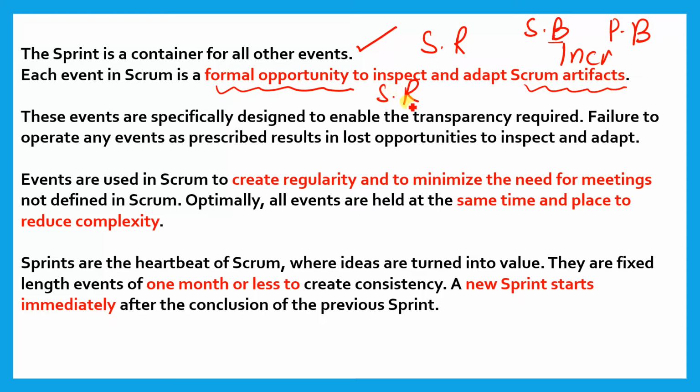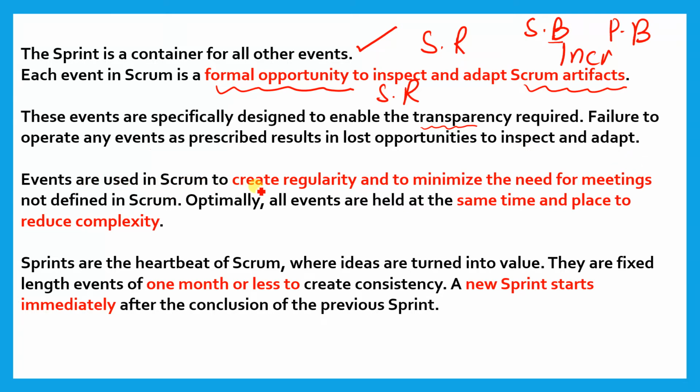Right, and all these 4 events we have to conduct in the same place and at the same time. These events are specifically designed to enable the transparency required. Transparency means each and everything should be clear to everyone. Failure to operate any events as prescribed results in lost opportunities to inspect and adapt.